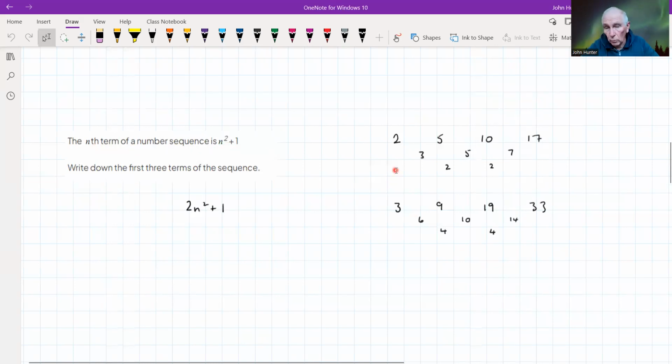So if we work out what those terms are, that's the first term, second term, third term, fourth term. It's n squared plus 1. Well, if n is 1 for the first term, then that's 1 squared plus 1, that's 2. Second term, 2 squared plus 1 is 5, then 3 squared plus 1, and then 4 squared plus 1.